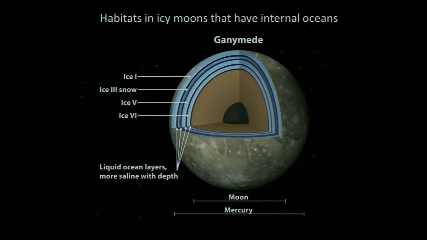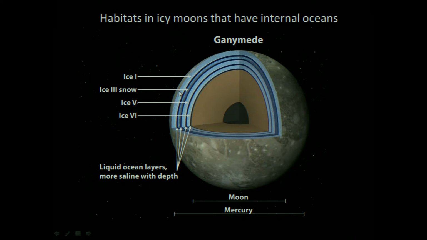Icy moons have internal oceans. Here's a cross-section of Ganymede. This in the middle is meant to be its iron core. There's the rock, and everything above where I've got my cursor is water. Some of it is solid water, that's ice. Some of it is liquid water.